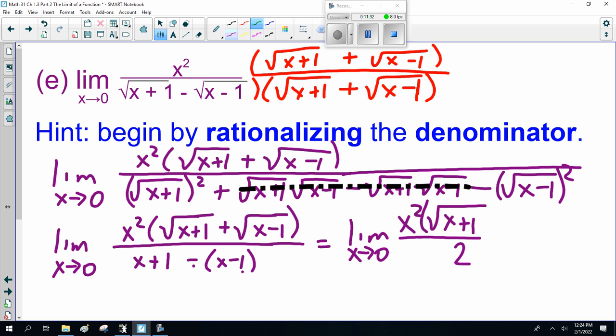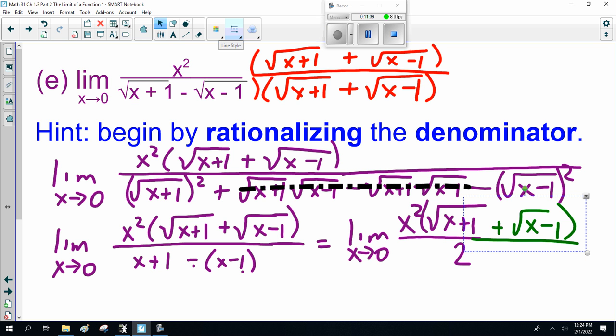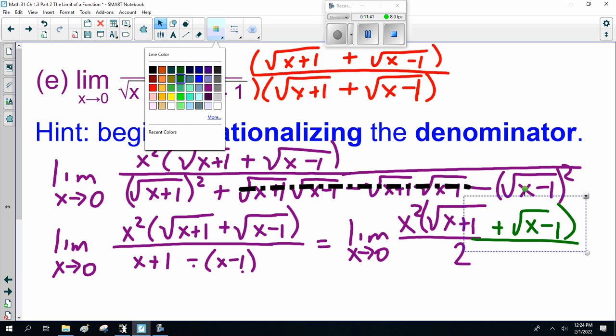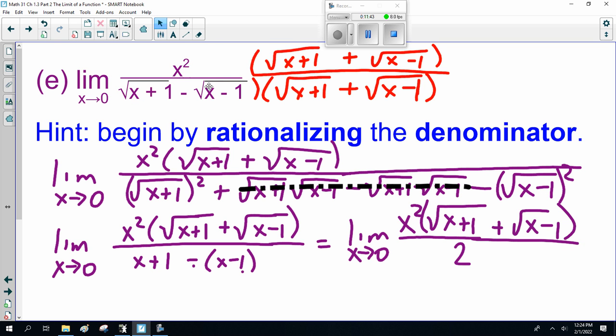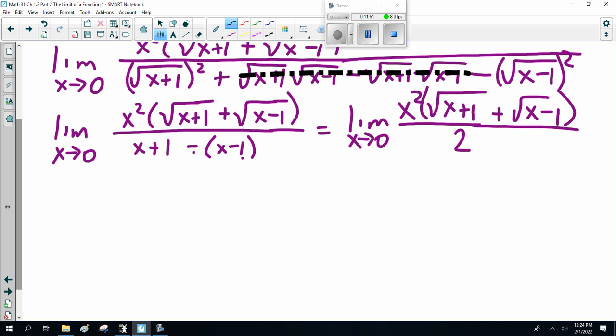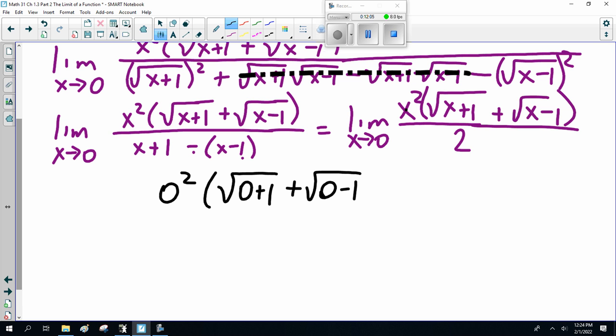Now notice here, okay, randomly change colors on me just to confuse me. But here, notice all of a sudden your denominator exists, but you got problems because this becomes x squared, that becomes 0 squared, square root of 0 plus 1, which is fine, but careful.